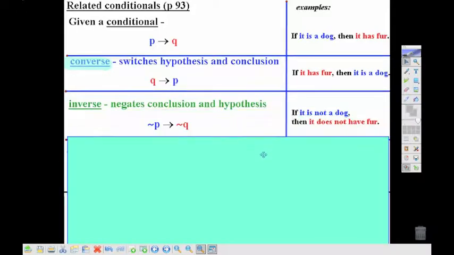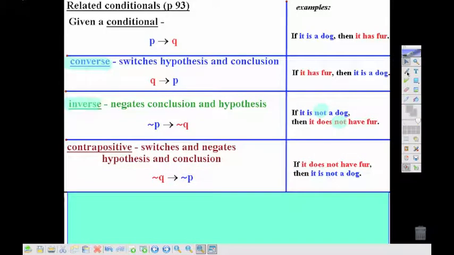If we look at the inverse then, the inverse is a negation of the hypothesis and the conclusion. Okay, so notice what I'm saying. I'm saying not P, then not Q. So if it is not a dog, then it does not have fur. So we're just putting the word not into our original statement.